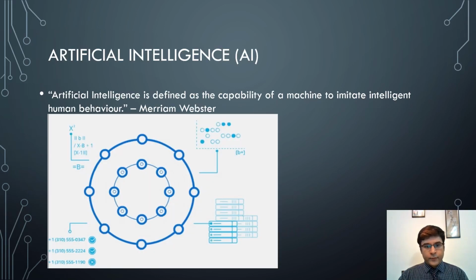This slide shows the definition of AI given by William Webster, where he intends to state that AI is defined as the capability of a machine to imitate intelligent human behavior. It means whenever a machine applies human behavior intelligently, it is termed as artificial intelligence.